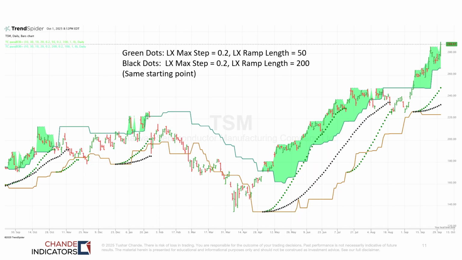So here we have the paraBOB plus with the same maximum step size of 0.2, but a different ramp length of 50 and 200. So a shorter ramp length means that the exit will ramp up much faster, and a longer ramp length means it'll ramp up more slowly. So imagine that now instead of using a fixed value between 1 and 5, you can have infinitely many values as you play around with different combinations of step size and ramp length. And again, it's up to you to choose which works better for you.